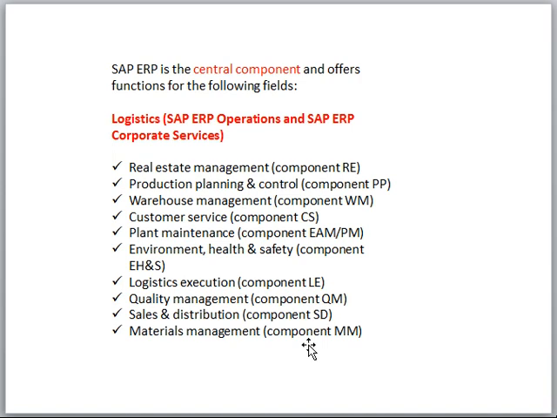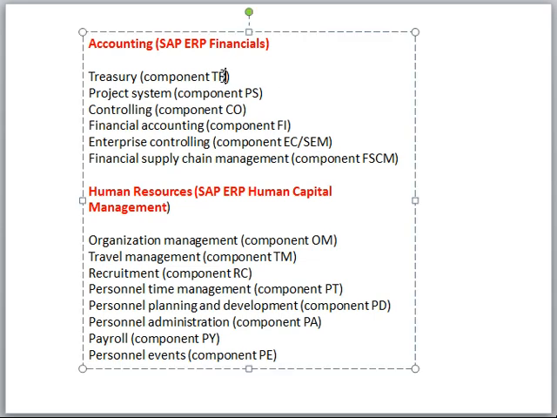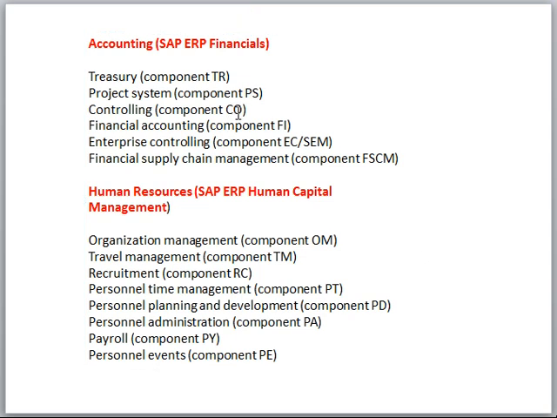So these are all logistics operations. SAP ERP corporate services: here, accounting-related ERP financials include SAP TR, treasury, project system, CO controlling, financial accounting, enterprise controlling EC, and financial supply chain management, FSCM. These are all covered under accounting, SAP ERP financials.